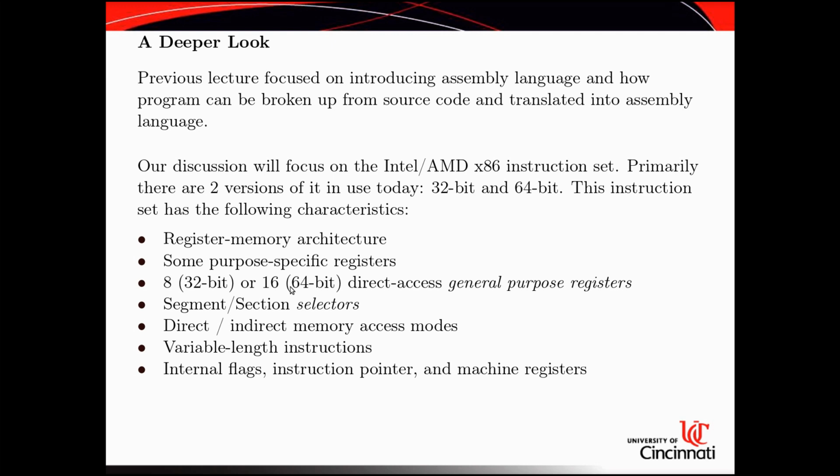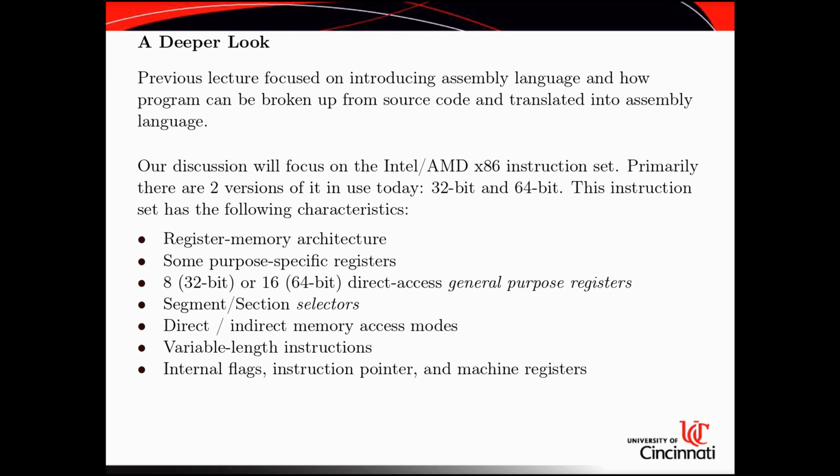You also have these segment selectors, which are another type of register. You will see them used in a lot of code, and they definitely have a specific role in the architecture. They are basically another set of 16-bit registers. I think there's about 4 to 6 of them.